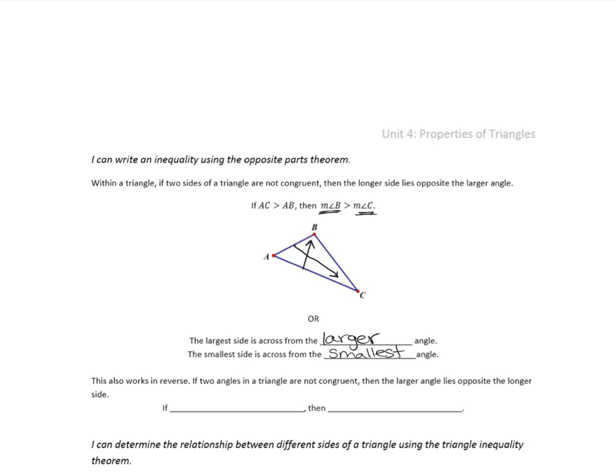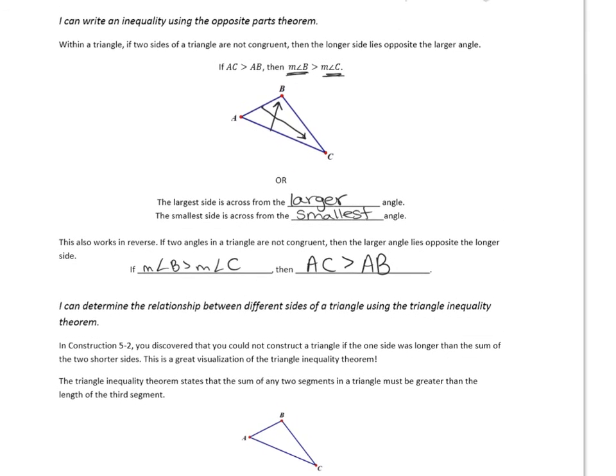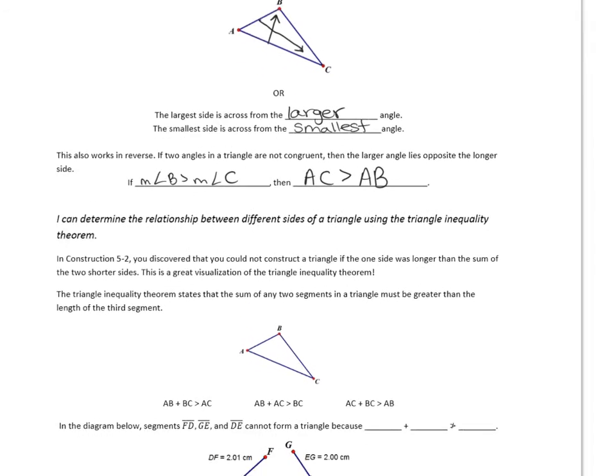Cool. So this also works in reverse. If the measure of angle B is greater than the measure of angle C, then AC would also be greater than AB. So there you go. It's a pretty easy thing to see.